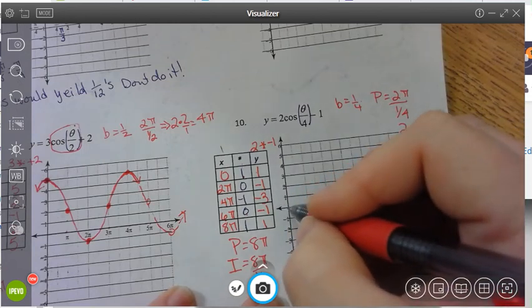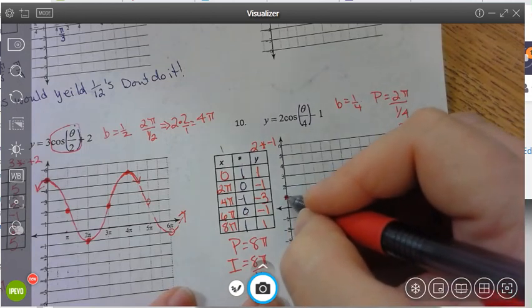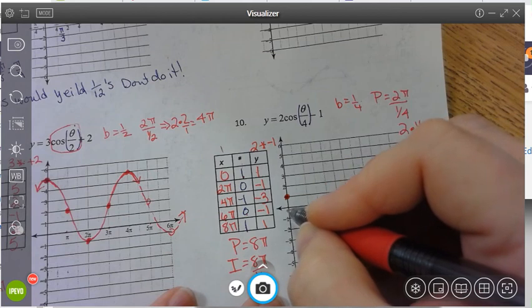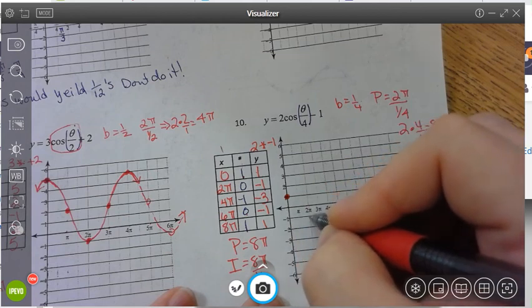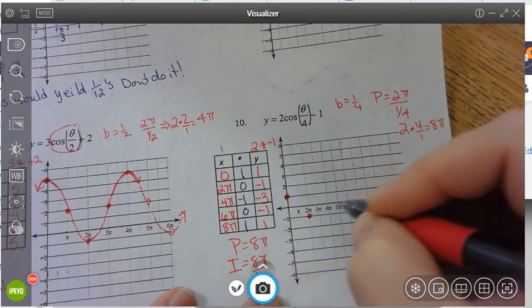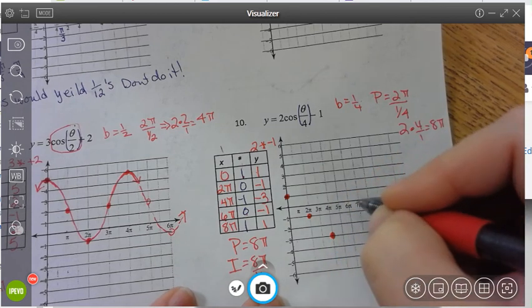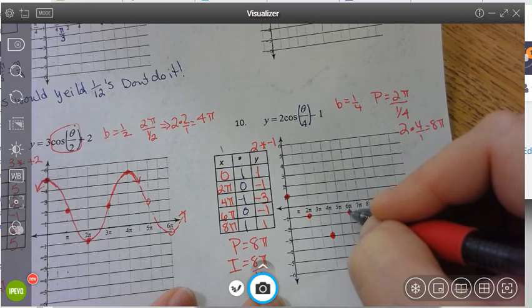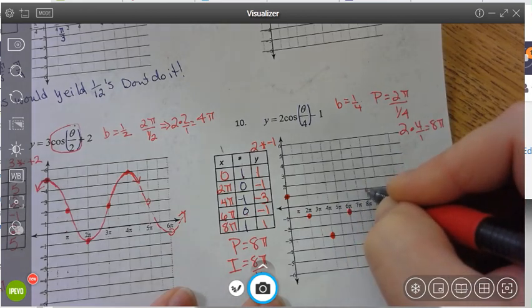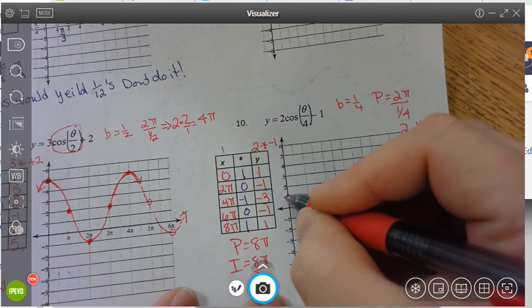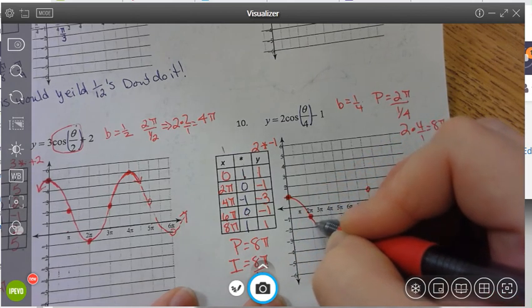I'm going to go over here and graph it. So 0 is at 1. 2 pi, which is here, is at negative 1. 4 pi is at negative 3. 6 pi is at negative 1. And 8 pi is at 1, and oh yay, I'm done. I can go home and have dinner.